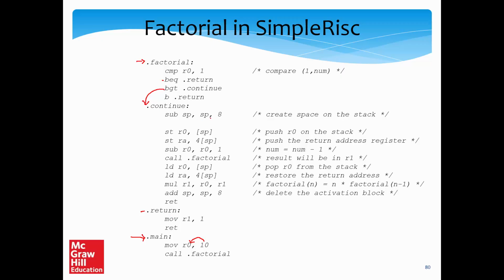In the return label, we set the result, which is the result of the factorial function, to 1. Because factorial of 1 is 1 and factorial of 0 is 1. So we set the final result R1 to be equal to 1 and we return from the function. When we return, we come to the next instruction after call factorial, and this will find the result in R1. So you can think of the factorial function as taking its argument in R0 and then returning its result in R1.